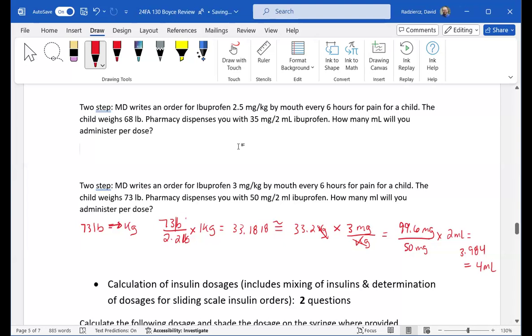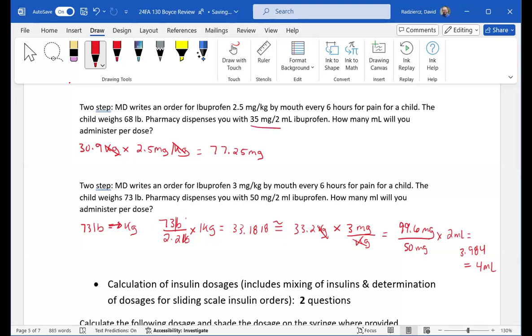So step 1, patient's weight, kilograms. 68 divided by 2.2 gives me 30.9090. So I'm just going to say 30.9 kilograms. I'm going to multiply by the 2.5 milligrams per kilogram. The kilograms cancel out. So 30.9 times 2.5 gives me 77.25 milligrams. And then you're just going to solve this like you normally do.